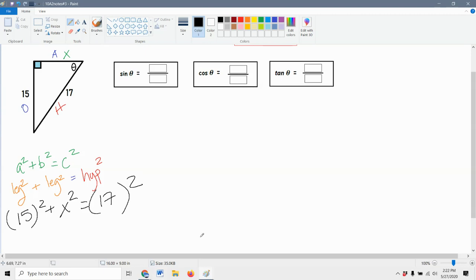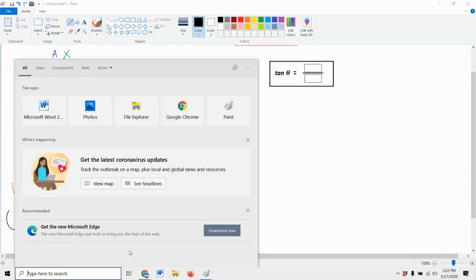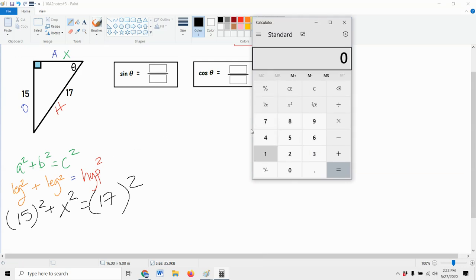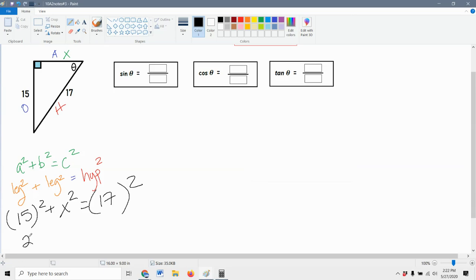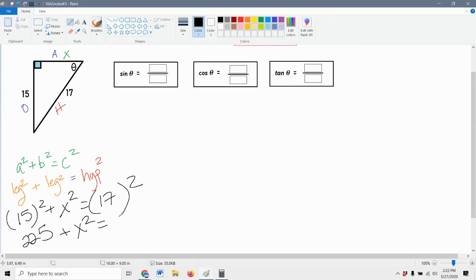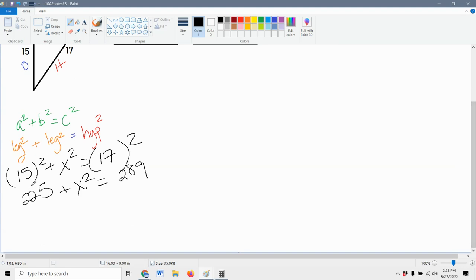Now again, when we are doing these kinds of problems, we're just going to take our side there and square it. That gives us 225. We still have plus x squared. What's 17 squared? Well, 17 squared is 289. And now to finish this out, we're going to subtract 225 from both sides.